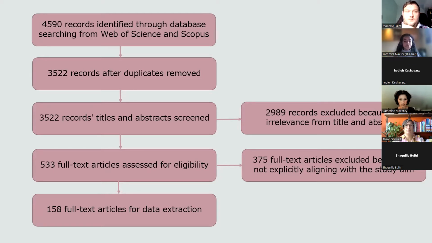When we were assessing their eligibility, we found that although a lot of papers seemed from their titles and abstracts to align with our study purpose, when we actually reviewed the full text, many of them basically focused on travel behavior, mode choice, this type of concept. The concepts related to transport poverty or social exclusion were more peripheral and not really the main aim of those papers. So we excluded those and focused on the papers that had explicit focus on the concepts I mentioned beforehand. Finally, we had 158 full text articles that we used for data extraction.